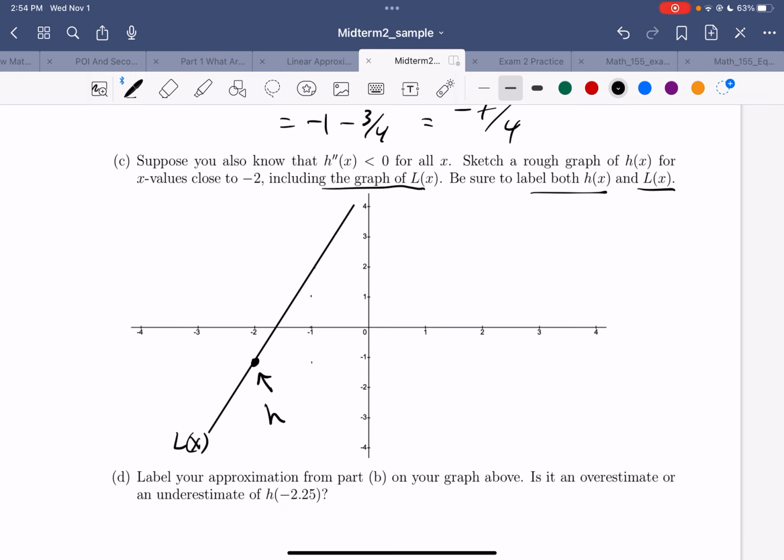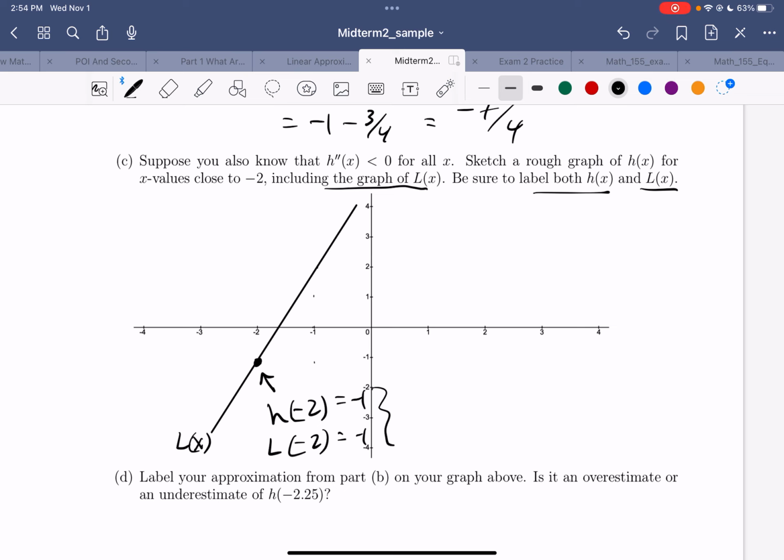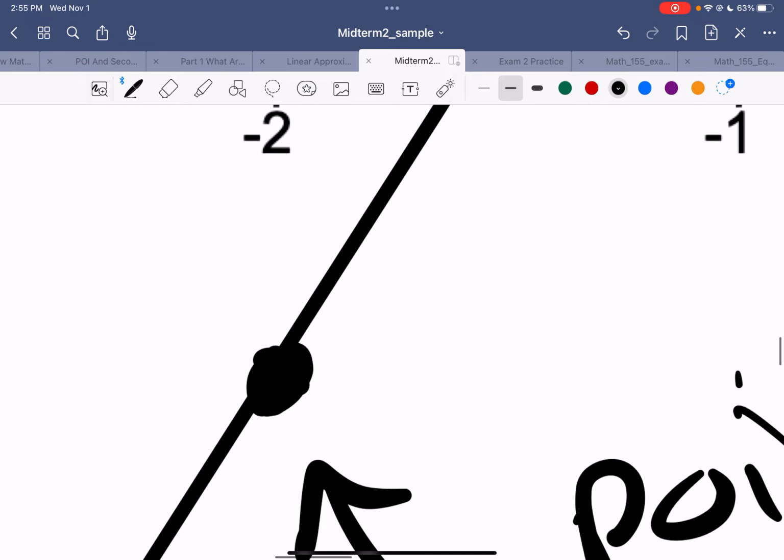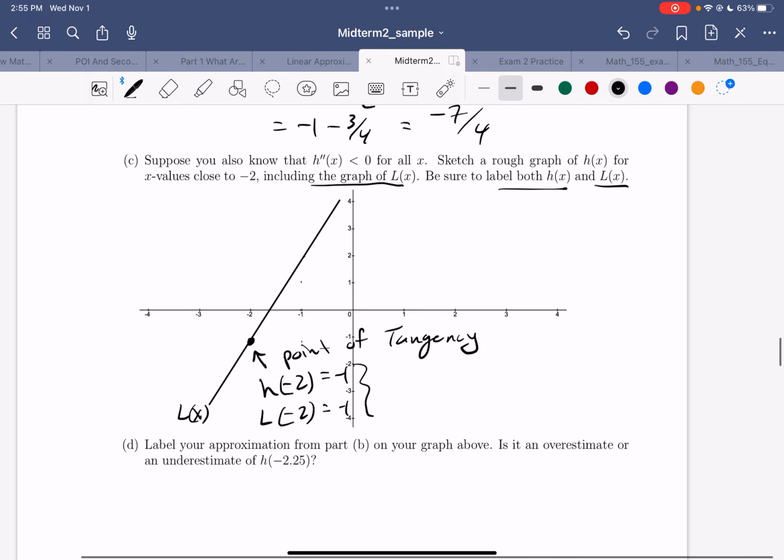is very important because we know that h of minus 2 is minus 1, but also L of minus 2 is minus 1. They have to agree, okay? They have to agree at this spot because this is the point of tangency. All right? This is that special spot where if I just kept zooming in, then my function and my tangent line would look the same.